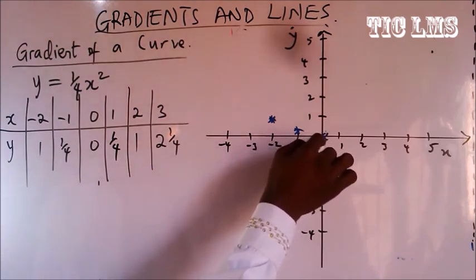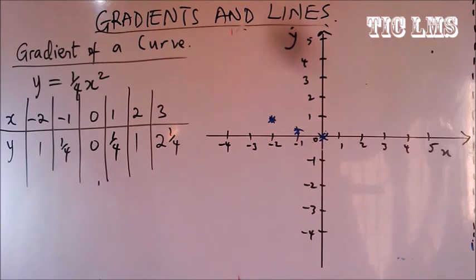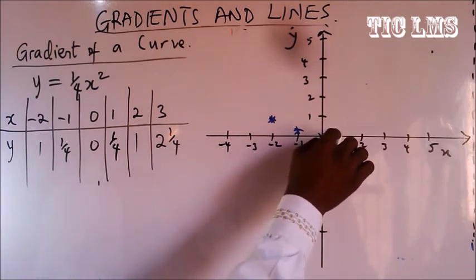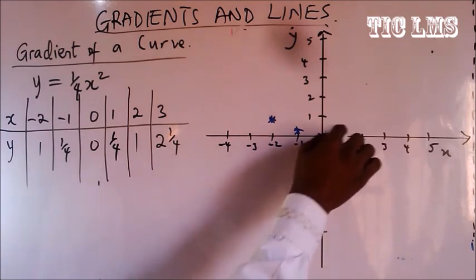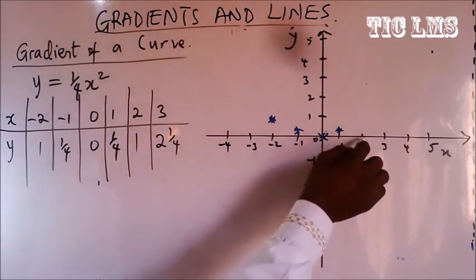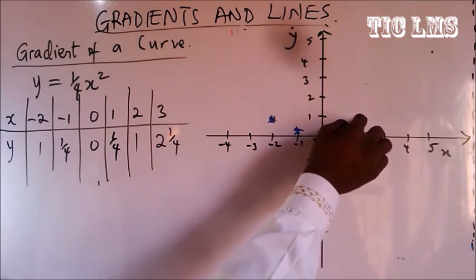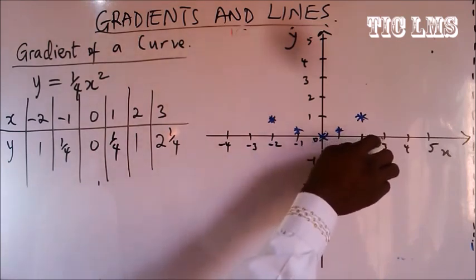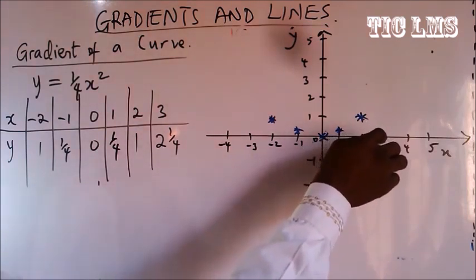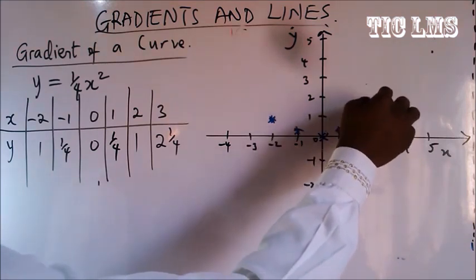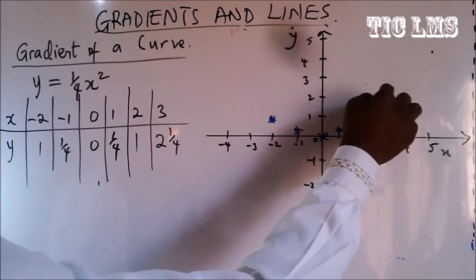That means the curve passes through the origin. And then when x is 1, y is 1 over 4, so that will be somewhere around here. And then when x is 2, y is 1. So we have 1 over here. Okay. Then when x is 3, y is 2 whole number 1 over 4. So this is 3 for the x axis. Then we have 2 over here. Then we'll move our hand up a little bit, so we'll have it somewhere around here.